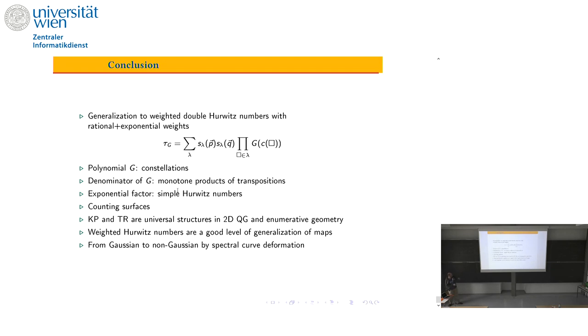Okay, so the conclusion is just a sum up of what I told you about. I think the important part is that you can generalize this approach to all rational weights. And so the KP hierarchy and the TR are obviously universal structures in that context. And I like the idea of using the deformation of spectral curve because it's simpler to prove things in the Gaussian case with no internal faces. Obviously you need someone to do that first, and then you can try to deform. Okay, that's going to be it. Thank you.